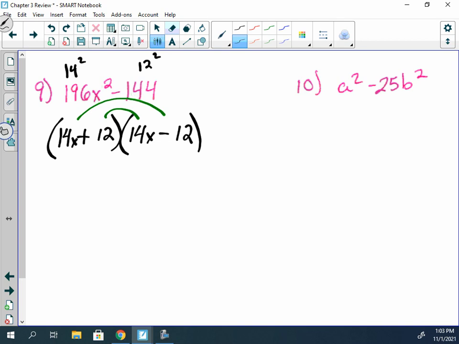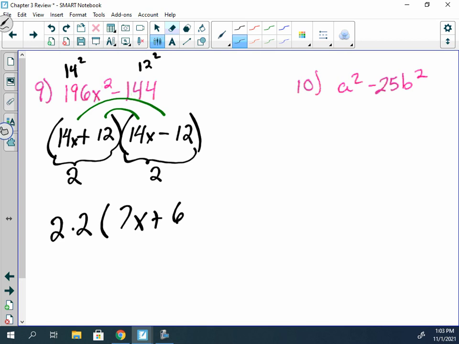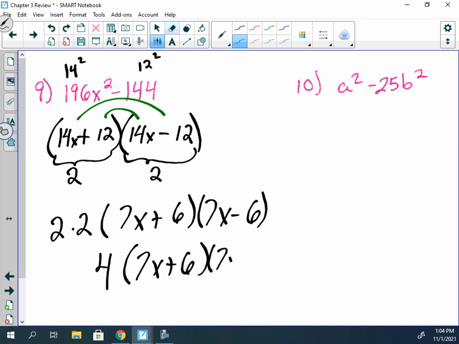Now, one thing that is interesting here is, is there a greatest common factor between 14x plus 12? Well, yes. Is there one for 14x minus 12? Well, still 2, because between 14 and 12 there is a greatest common factor of 2. Now, we can factor both of those out, which would give us 2 times 2. In the first one, it would be 7x plus 6, and the other one we'd have 7x minus 6. Well, 2 times 2 is 4 times 7x plus 6 times 7x minus 6.